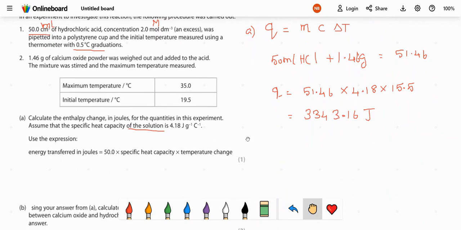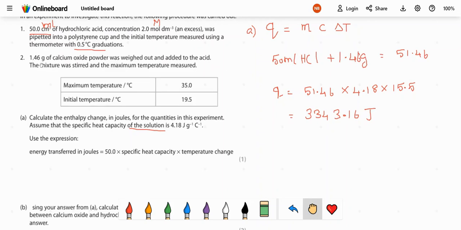Look at this, 50. They have taken that as 50. Actually, we are adding 51.46, right? But they have taken that as 50. No issues. The exact value will be 51.46, but approximately they are asking us to take 50, so I'm going to calculate with that. Not an issue, you can do the exact calculation as well. 51.46 is the exact weight of the solution, but they have taken it as 50, so they are asking us to take it as 50. So I'm going to write 50 into 4.18 into 15.5.